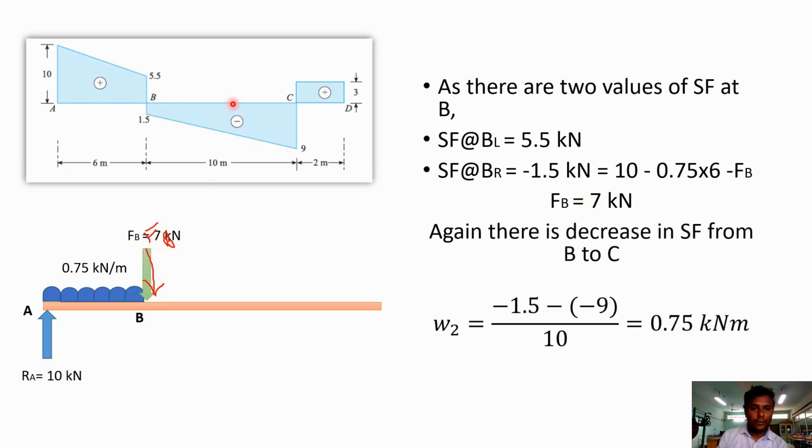Now again if you see from point B to C, again there is a variation of the shear force from minus 1.5 to minus 9 kilonewton. Again, we can say that between B to C, there is uniformly distributed load, which is acting in vertically downward direction. So we can easily find the intensity of this uniformly distributed load by taking the slope of this line. And here we have a span of 10 meter. So we can easily find out the intensity of uniformly distributed load, which is equal to 0.75 kilonewton per meter acting in downward direction. So we can show here the respective uniformly distributed load acting in vertically downward direction.